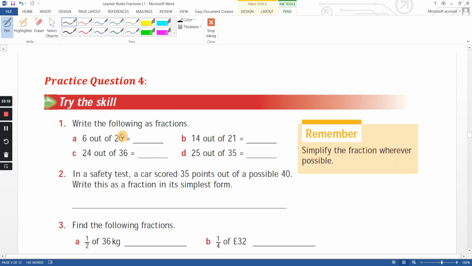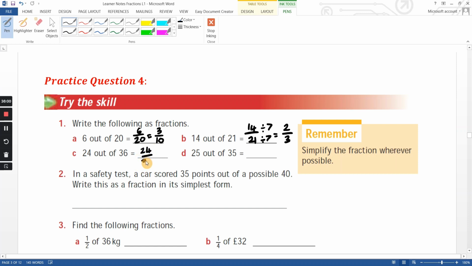Okay, let's go for the answers. So 6 out of 20 looks like that. If you simplified it, hopefully you got, if you halve both of these, you'll get 3/10. Yep, so either this or this, whichever. Doesn't say simplify, but if you did, that's fine. Next one. 14 out of 21. Again, you can leave it like that. Or if you divided them both by 7, you should get 2/3 as your answer.